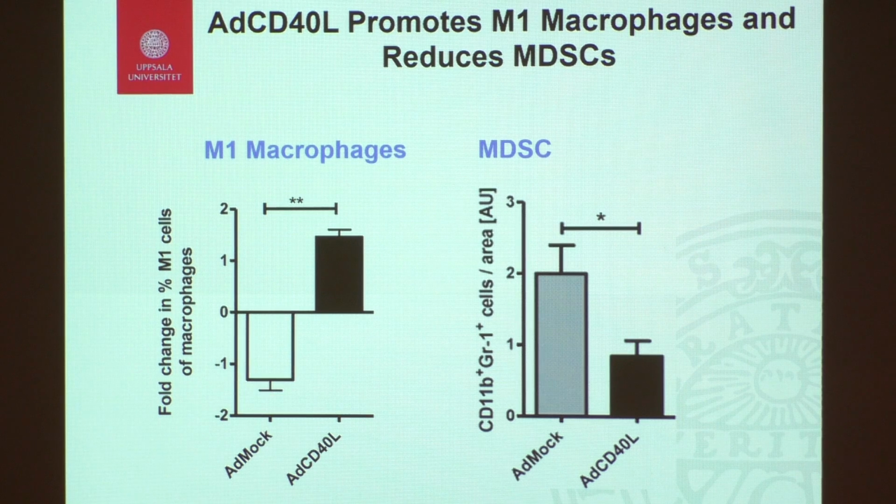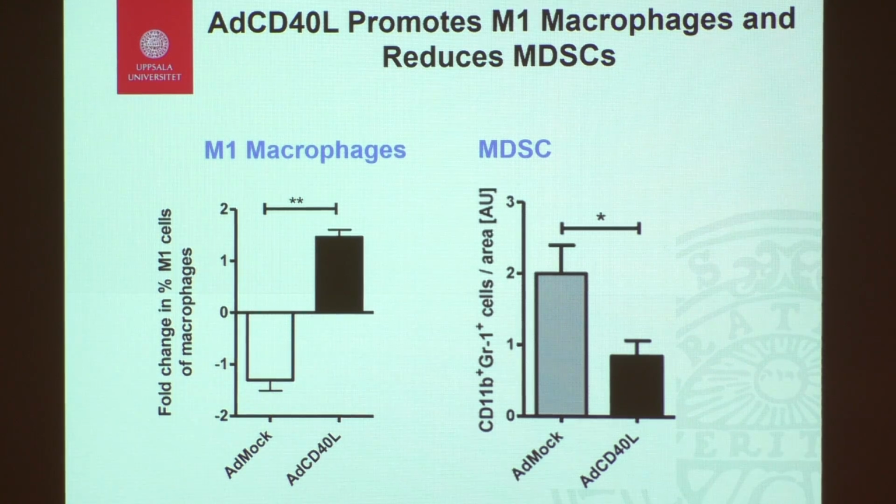In another set of experiments, we also looked at the M1 macrophages, and we could see that when you treat animals with CD40 ligand, you will have a shift from the M2 macrophages to M1, and that is also really good, since the M1 macrophages can not only help with good cytokines for the T cells, but they also can kill the tumor cells directly.